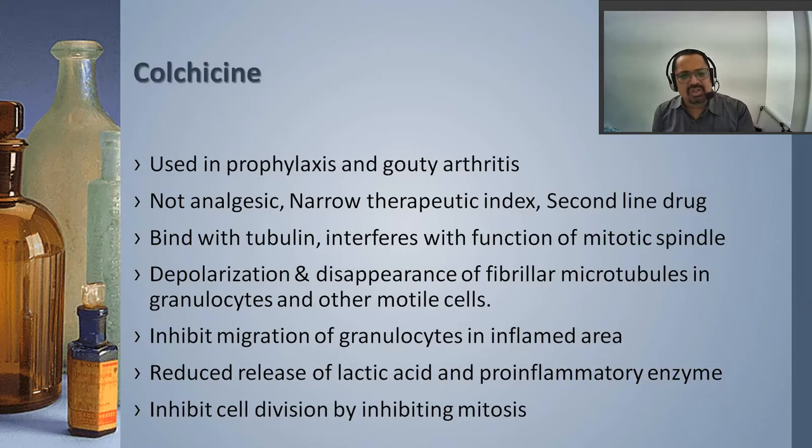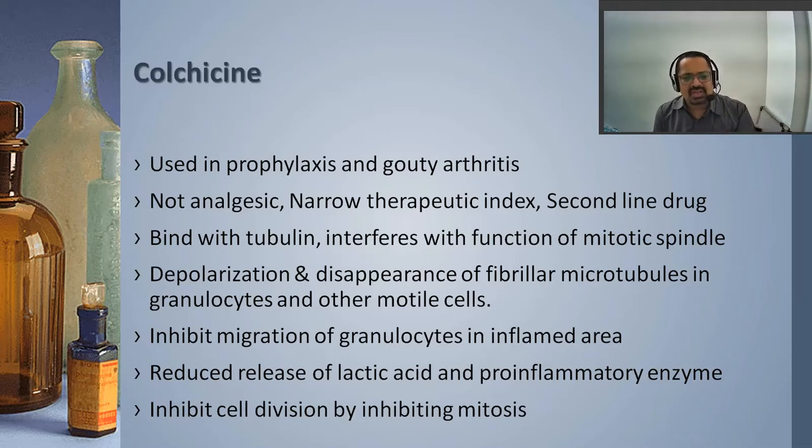It binds to tubulin and interferes with the function of the mitotic spindle. These are present inside your cells and are responsible for contraction and pain. There is depolymerization and disappearance of fibrillar microtubules in granulocytes and other mitotic cells. So with the disappearance of these tubulins, it inhibits the migration of granulocytes to the inflamed area. So accumulation of granulocytes in the inflamed area will be reduced, and ultimately the inflammation will be reduced.